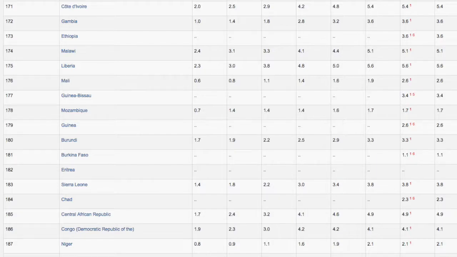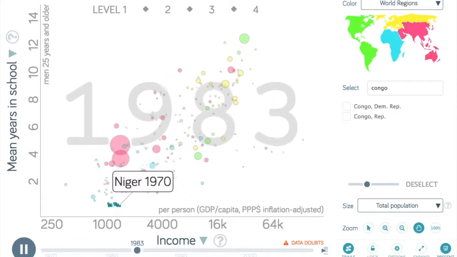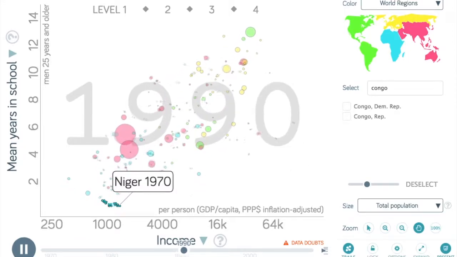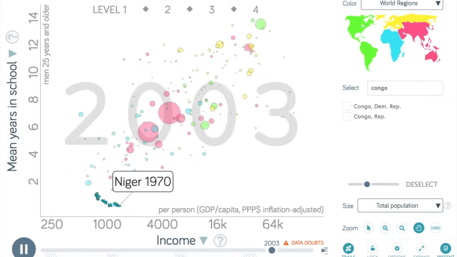Fluctuations in these economies throughout time have very little effect on the change in mean years of school attended. This can be seen in the Gapminder graph, with countries very low on the HDI scale not increasing mean years of school in correlation to the rise in GDP per capita. Niger is a great example of this. Being the lowest ranked country in the statistics, the range of mean years in school changes very little regardless of income changes throughout the years.